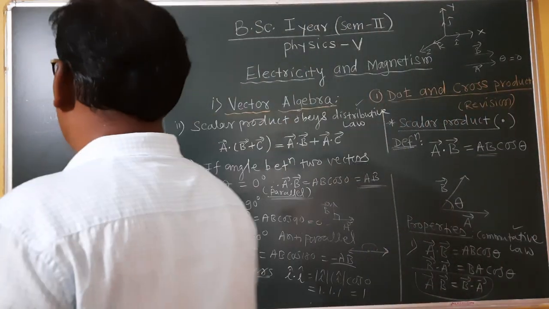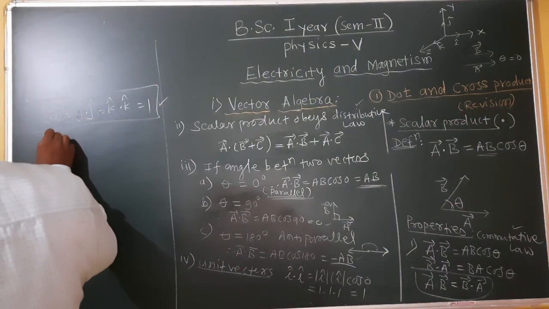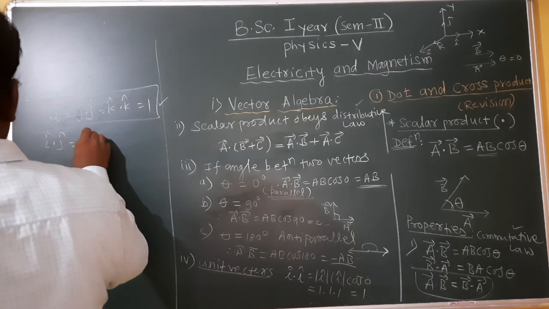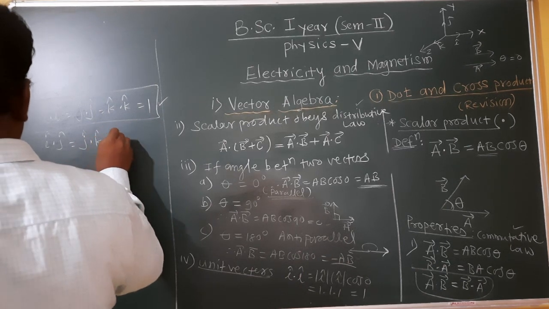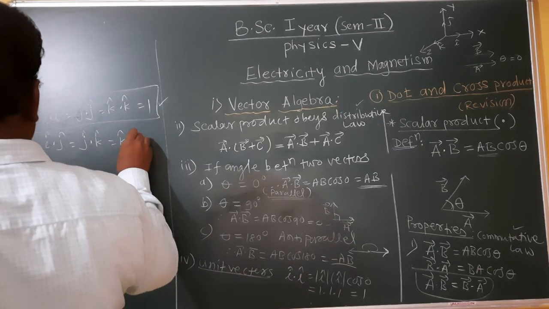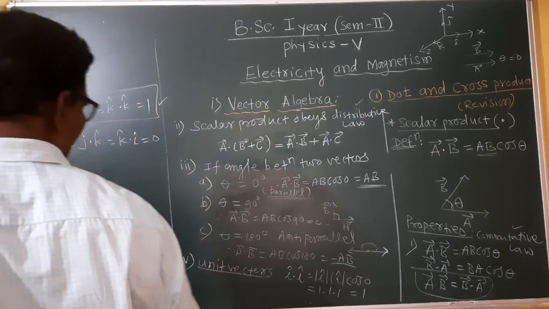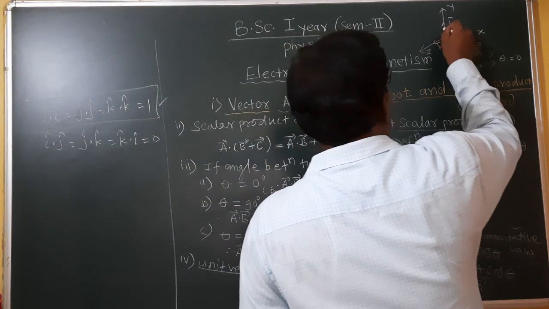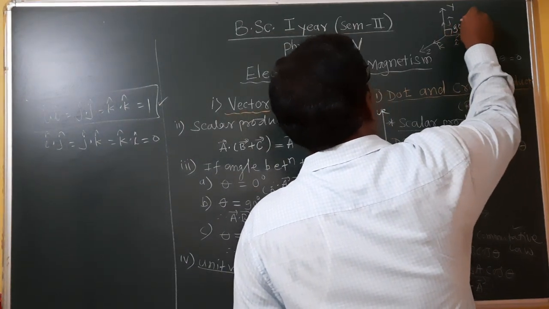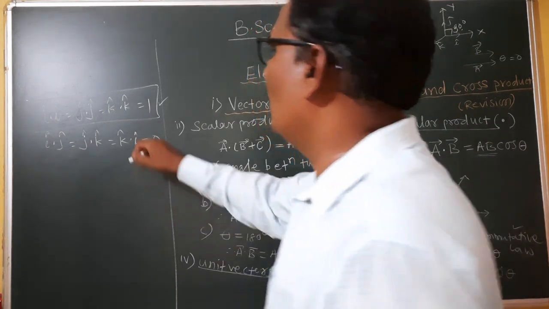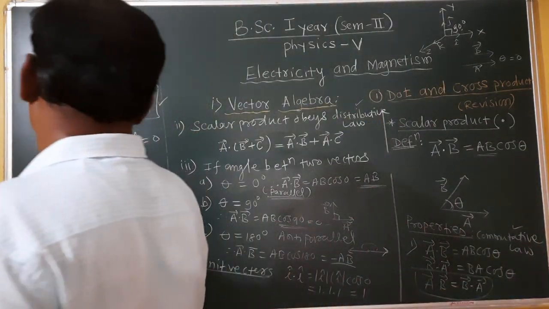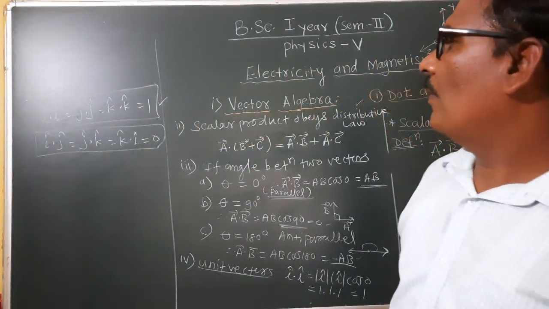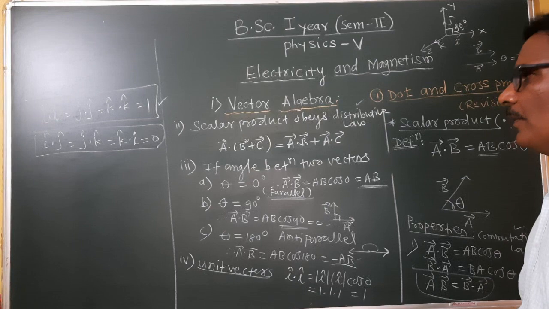And now for perpendicular vectors, I dot j is equal to j dot k is equal to k dot I, and that is equal to 0, because cos 90 is 0. What is the angle between I and j? 90 degrees, and what is cos 90? 0. Therefore I dot j, j dot k, k dot I is equal to 0. This is the property for a scalar product of unit vectors.